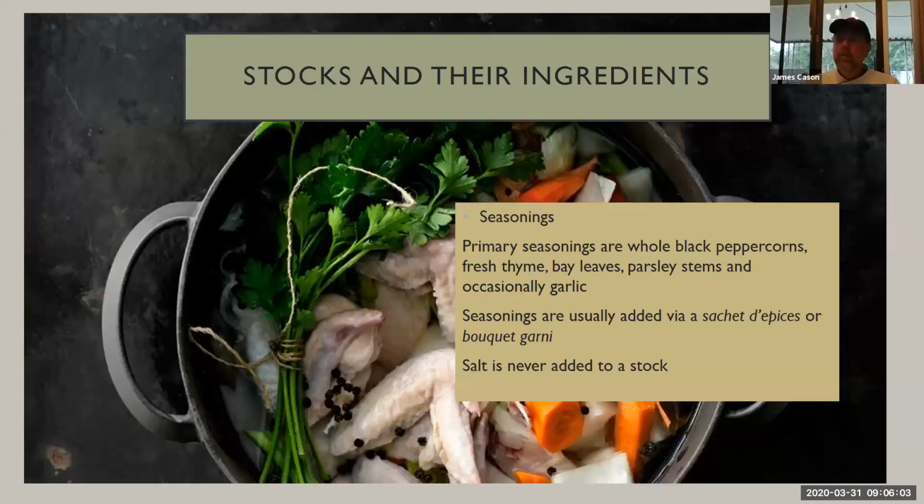All right. Seasonings. So for stocks, your primary seasonings are whole black pepper, fresh thyme, bay leaves, parsley stems, and occasionally garlic. We talk about this in Nice Skills class, either a sachet or a bouquet garni. So this is a bouquet right here where they've taken the fresh herbs and they literally tie them up like a bundle of flowers, like a bouquet of flowers. And then the sachet is enclosed. So in other words, it's in a little package. It's either in a cheesecloth package or you can use like the little balls that you make tea in.